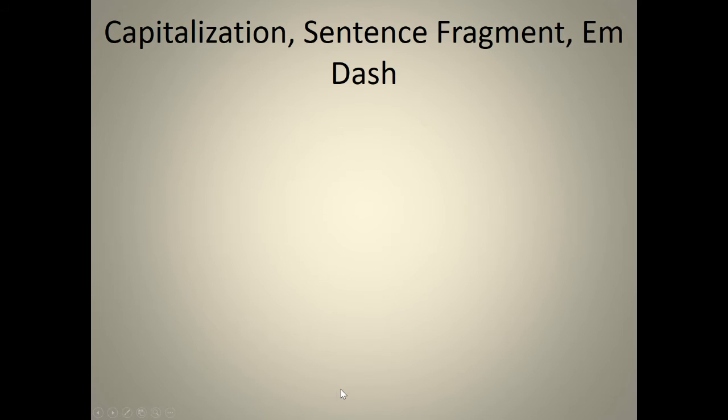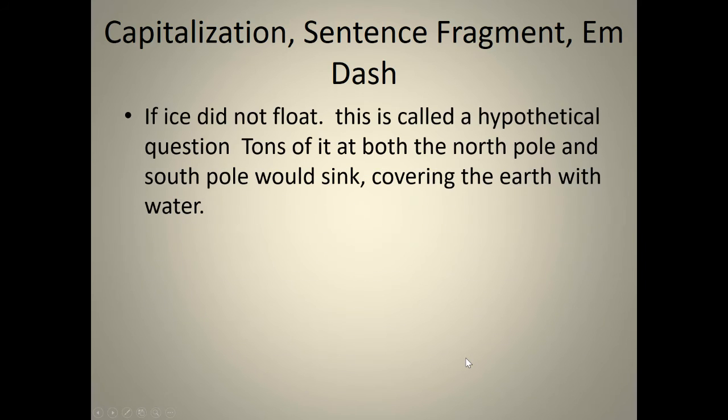All right, guys, let's move on to this sentence, which has a capitalization error. Sentence fragment. Remember, a sentence fragment is going to be a dependent clause. It's going to be an incomplete sentence. So you'll be looking for something like that. And then the em dash. I love the em dash, the most versatile of all the punctuation marks. It can be used as a comma. It can replace parentheses. It can do what a semicolon can do and what a colon can do. It's a terrific punctuation mark. Here we go.